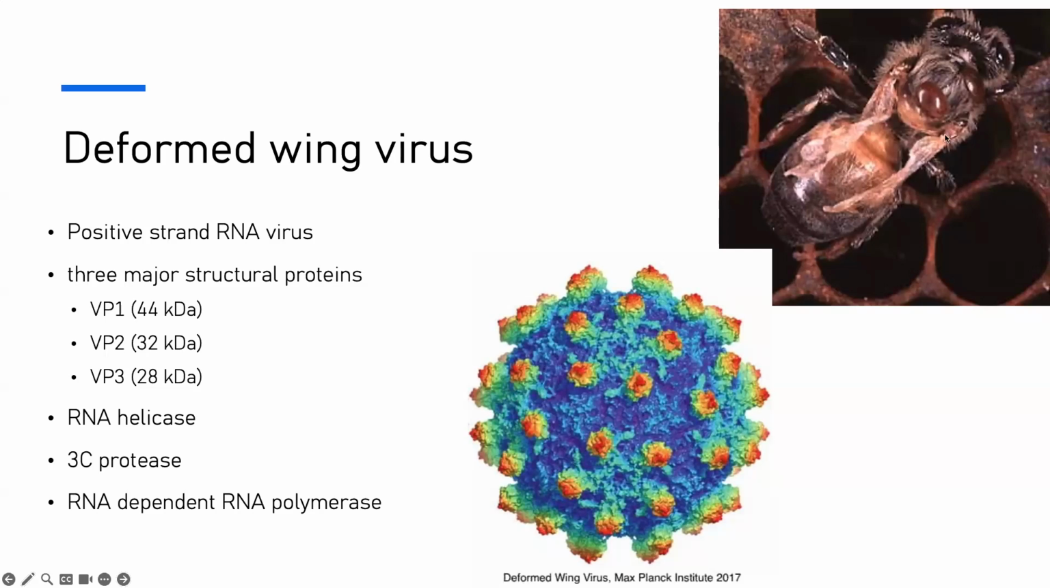In this particular bee, you can already see there are 2 Varroa mites attached to the thorax of this bee. We'll not go into too much detail, but it has 3 main structural proteins and 3 proteins involved in the replication of this virus. So it's a fairly simple virus. It's a very small virus, but it's a very lethal virus as well.